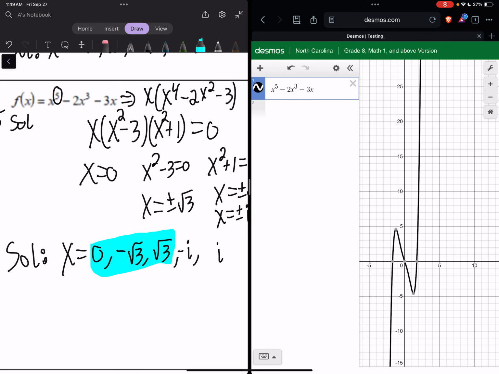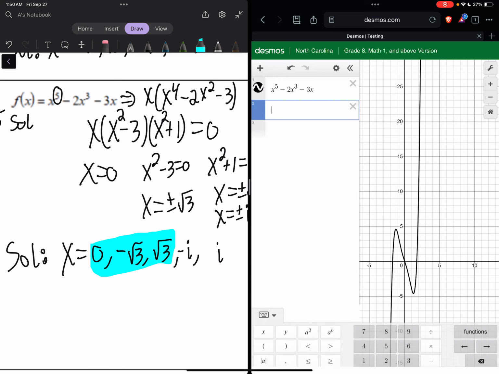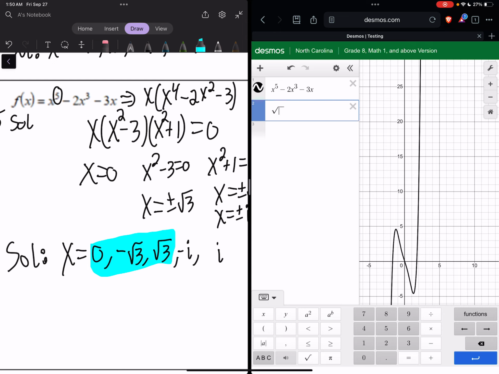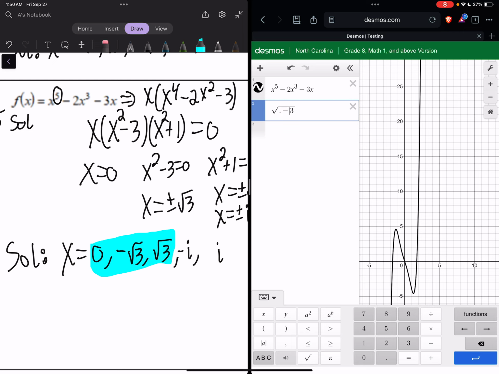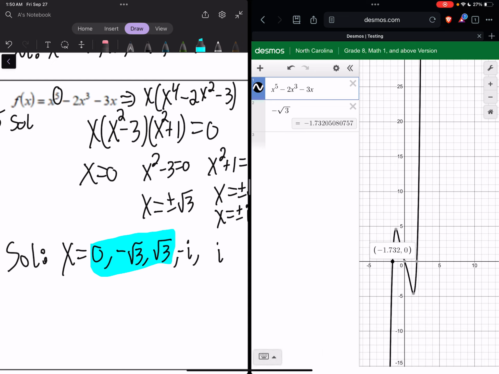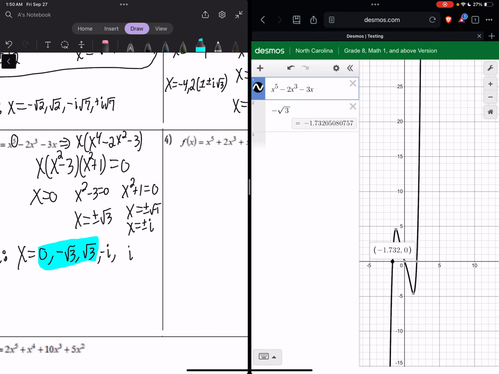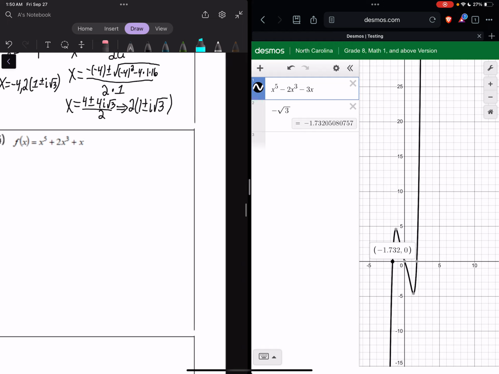So if the test question you received said, identify the real solutions of this problem, there's your 3 numbers. With answer choices, if I type in square root of 3, it matches that one. Of course, 0, and negative square root 3 is the last one. The only thing we had left was the positive and negative imaginary solution.